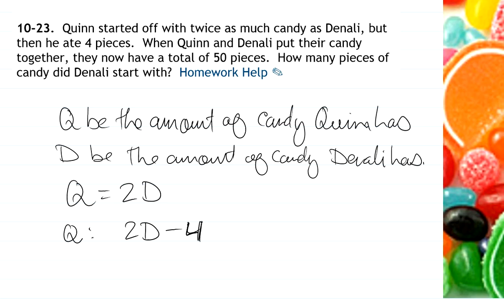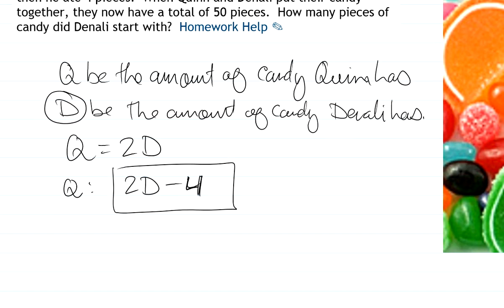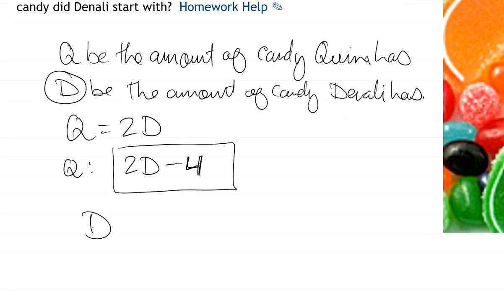Okay, now together they now have 50 pieces of candy. So I know that D represents the amount of candy that Denali has. And this expression, twice D minus 4, represents the amount of candy that Quinn has. So together would be Denali plus what Quinn has, and that represents 50 pieces of candy.